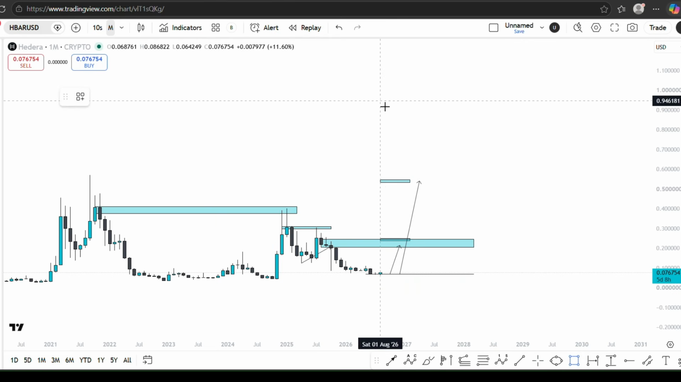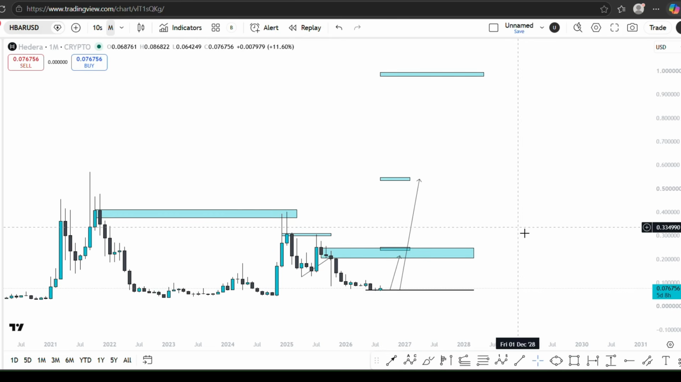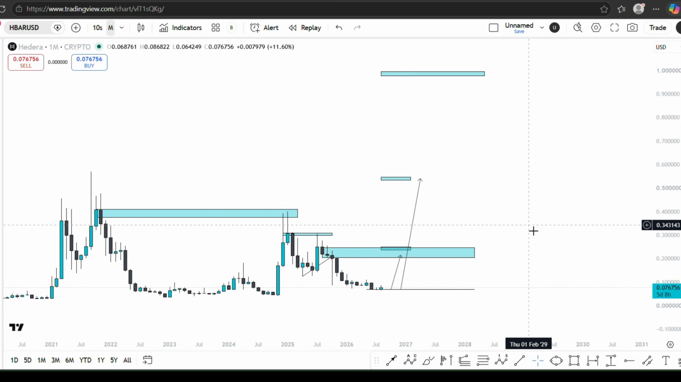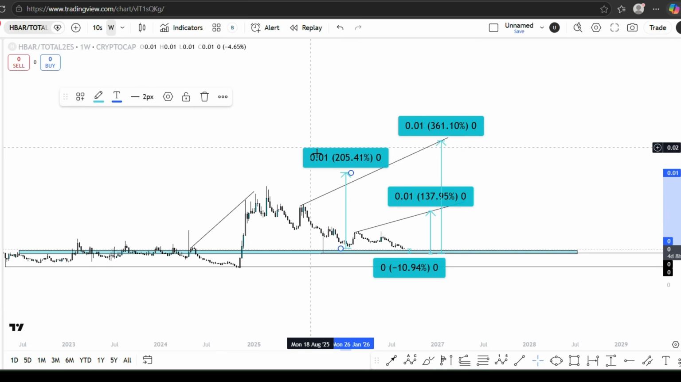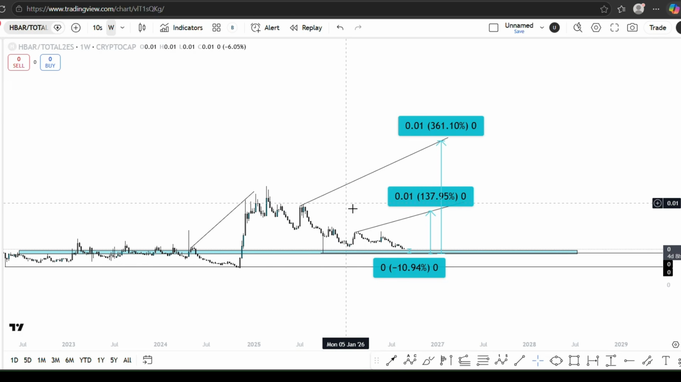So using all of these calculations on these charts that we've been using, now it's a bit of a mouthful to keep saying total 2 excluding stables, but I want to reiterate this is very, very important, using the HBAR market cap divided by the total 2 excluding stables. It's very, very important because it just takes out all of the noise. It takes out all of the noise of stables coming into the market, and it reduces the impact of the circulating supply changes in the coin itself.